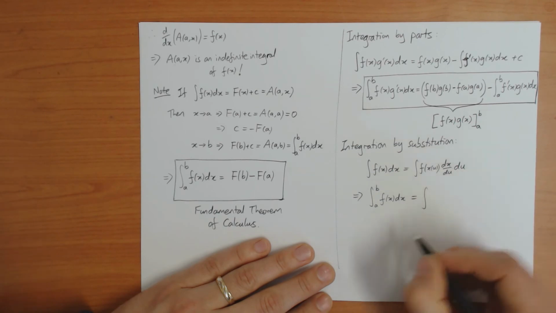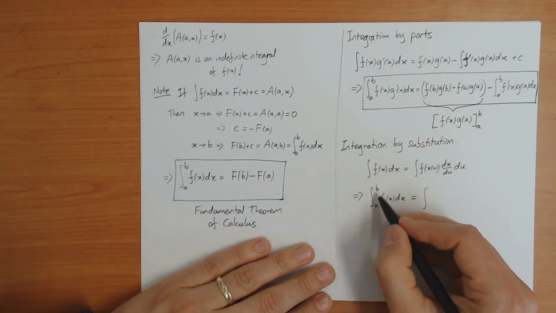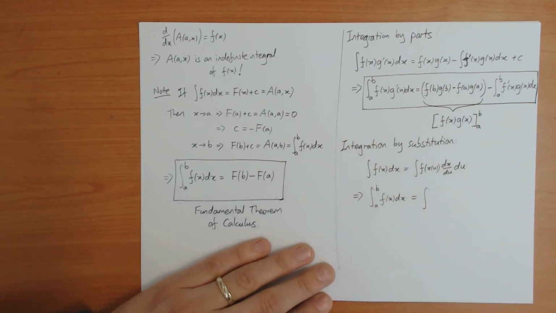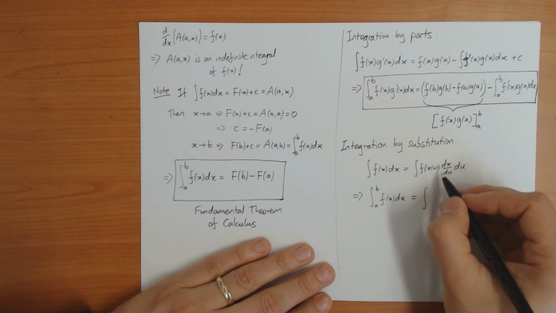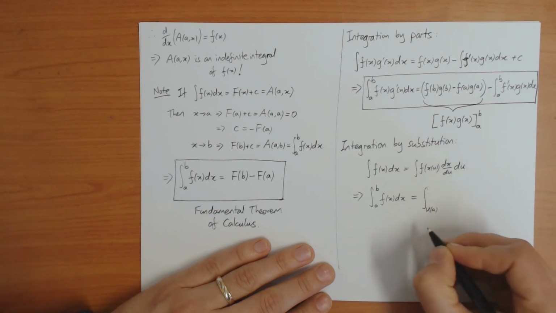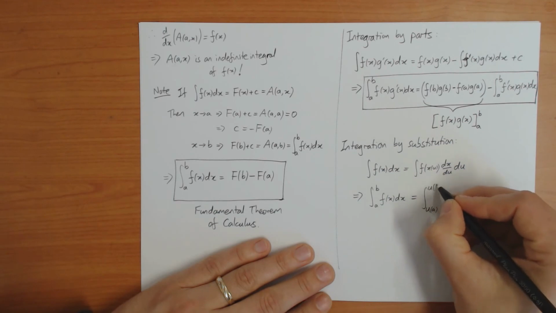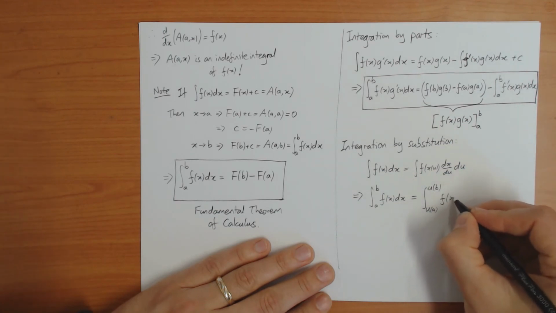But you need to be a bit careful. Here the integral is with respect to x, and x goes from a to b. But here you're integrating over u, so therefore the limits of the integral here are not just a and b, but rather the value of u when x equals a and the value of u when x equals b. Okay, then the rest is unchanged.